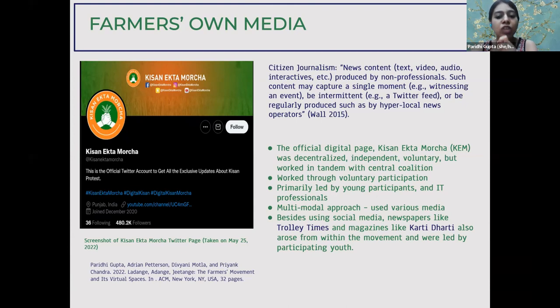Amidst the need to reach out to the wider public was also the need to improve the communication within, since it was such a widespread movement. It was not just one border of Delhi. It was about six major sites around Delhi that the movement was spread into.